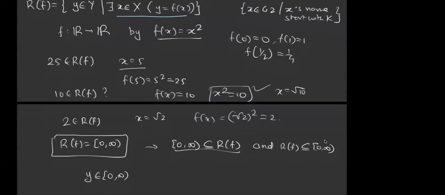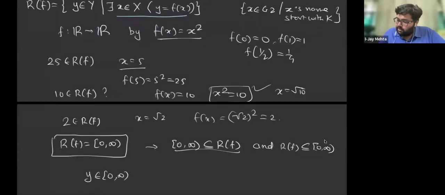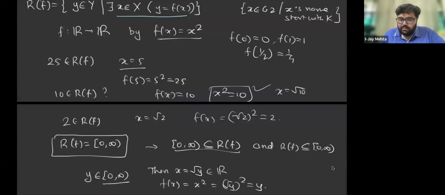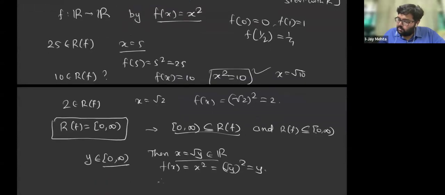Root y. Yes. So then x equals square root of y. Square root of y is a real number because y is greater than or equal to 0, right? And what is f of x? F of x is what? x square. So this is root y square, which is y. So y is in the range. We have produced one element, and therefore we can say that y belongs to range of f.